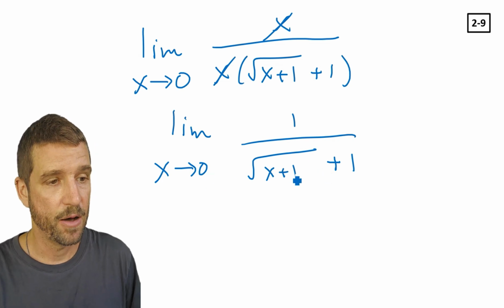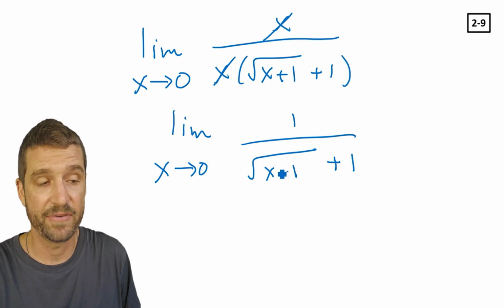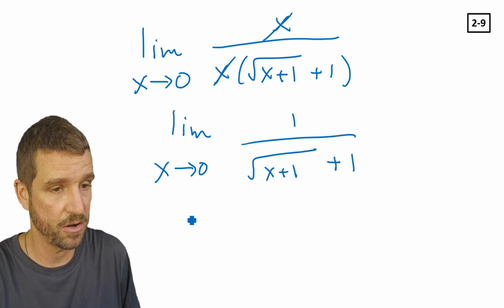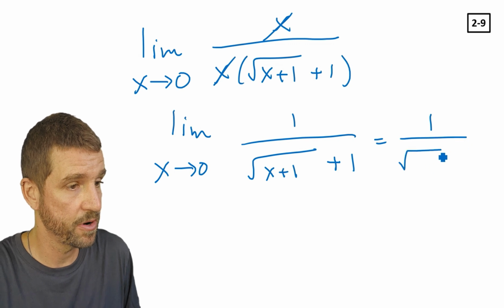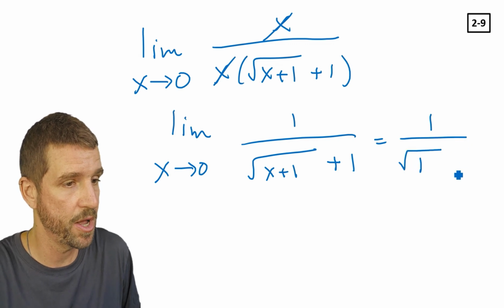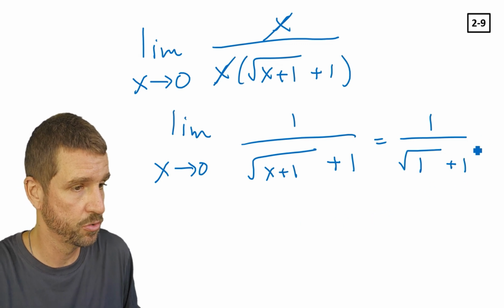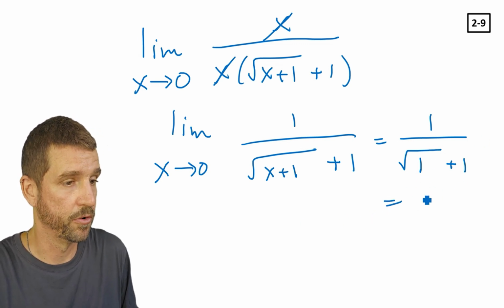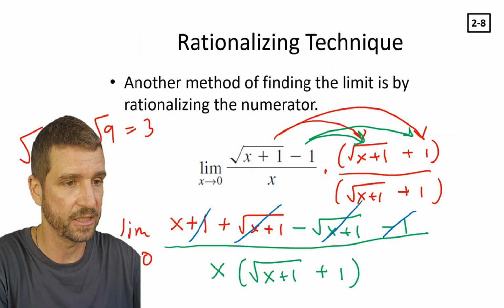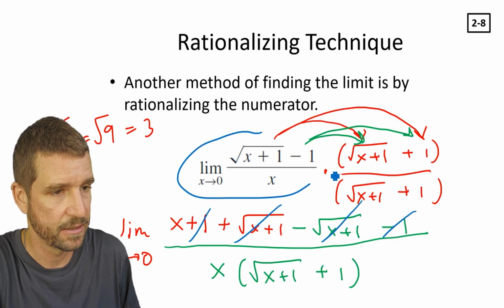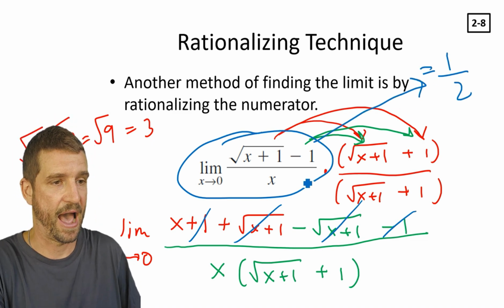Okay? Now I'm going to plug in the 0. And look, now we no longer have a discontinuity, because when I plug in the 0, I'm going to get 1 over square root of 0 plus 1, which is square root of 1, plus 1, which is going to equal 1 over 2, equals a half. And we arrive at our conclusion that the limit of all of this equals 1/2, okay?